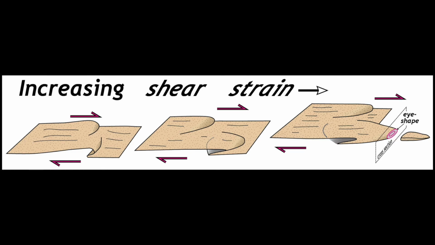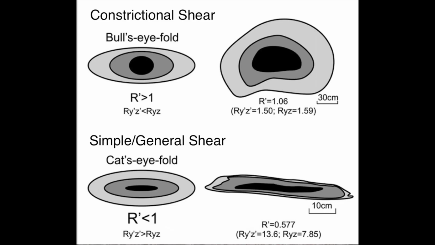Sheath folds are very useful. The direction of the tongue can tell us the flow or strain direction, while the type of eye pattern can tell us about the type of strain involved. Cat's eye fold, for example, is commonly associated with simple and general shear, while bullseye fold is associated with constrictional shear. However, one should be careful, as bullseye fold can be found in regions with predominantly cat's eye folds. The dominant strain type in these regions will thus still be simple and general shear. In salts, 90% of the sheath folds have cat's eye patterns.